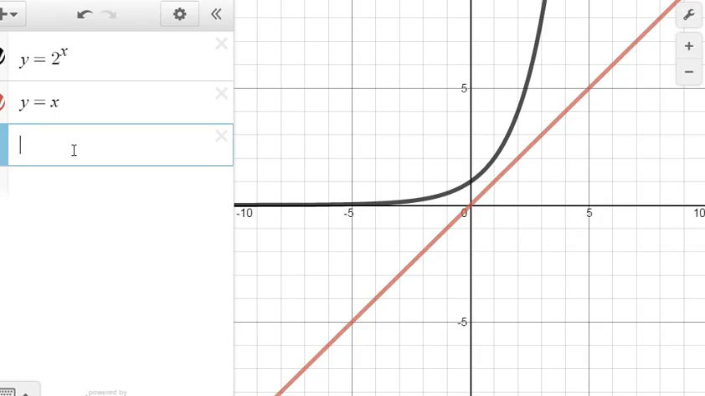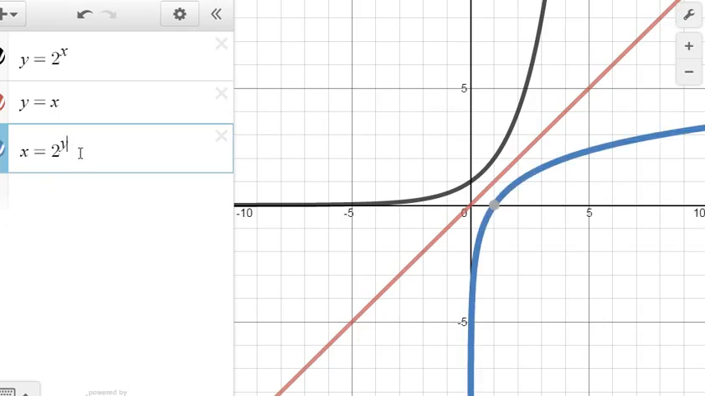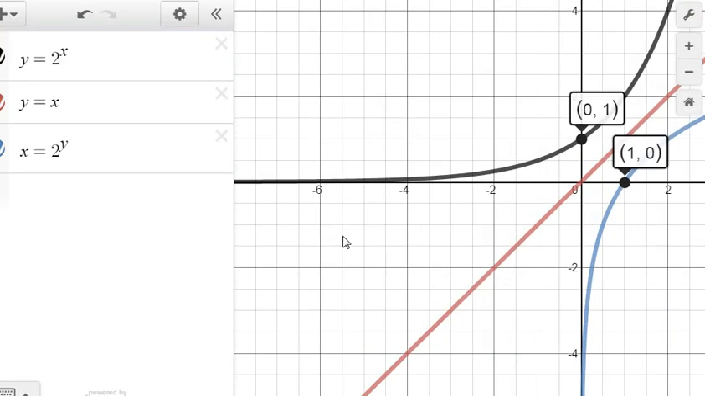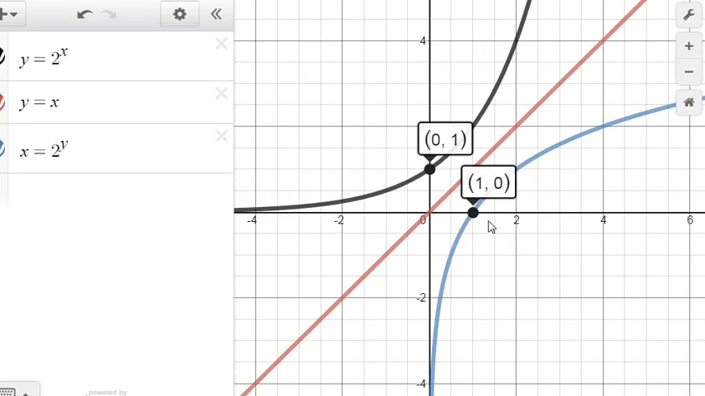And this is what I was telling you that you can't do in your calculator. You can just interchange x and y. x equals 2 to the y. And you can see that this function is a mirror image of this one. So whereas one function has a point at 0, 1, the other one has a point at 1, 0. One function grows quickly, the other one grows slowly. But they're mirror images of each other around that line y equals x.